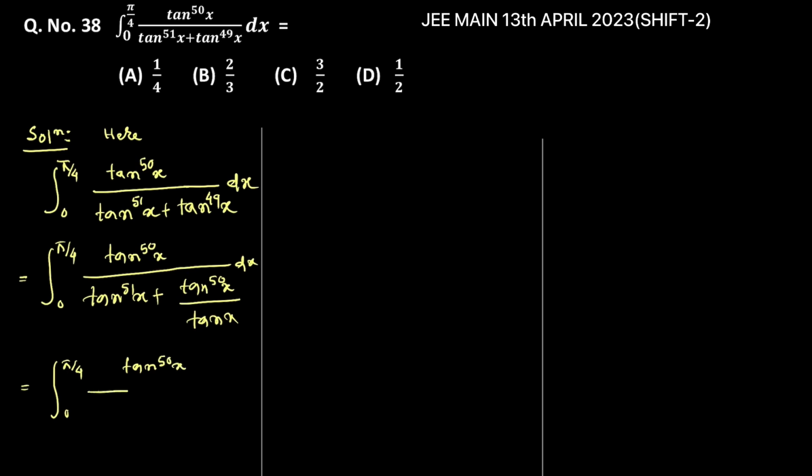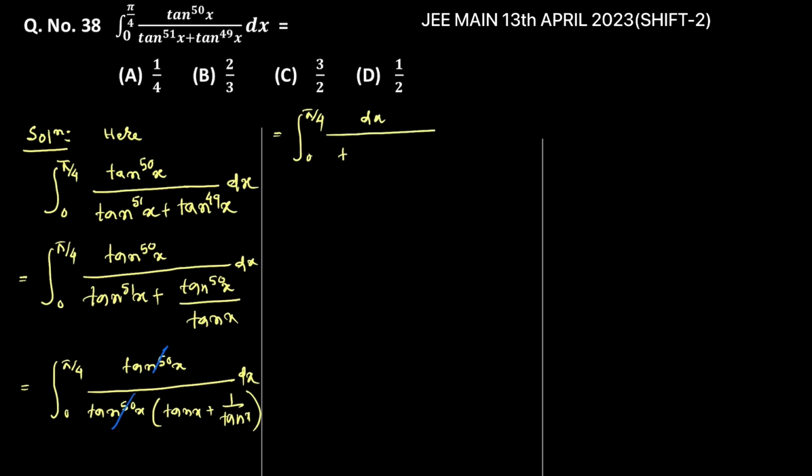Then this we are able to write as integration of 0 to pi by 4, 10 to power 50x divided by, we take 10 to power 50x common, then we will get 10x plus 1 by 10x dx. After that 10 to power 50x cancel, then we will get this as integration of 0 to pi by 4 dx divided by 10x plus 1 by 10x. So we convert 1 by 10x to cot x.